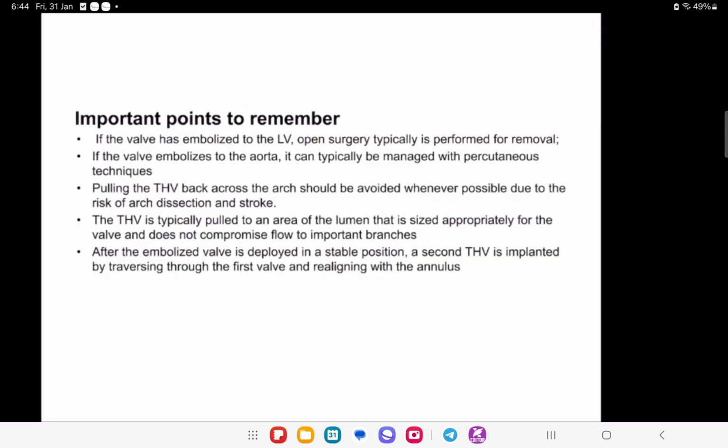After the embolized valve is deployed in a stable position, a second heart valve is implanted by traversing through the first valve and realigning with the annulus.